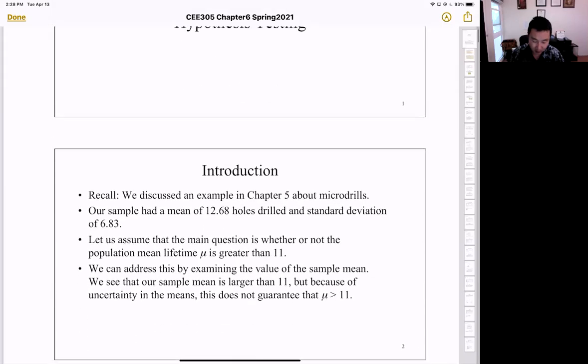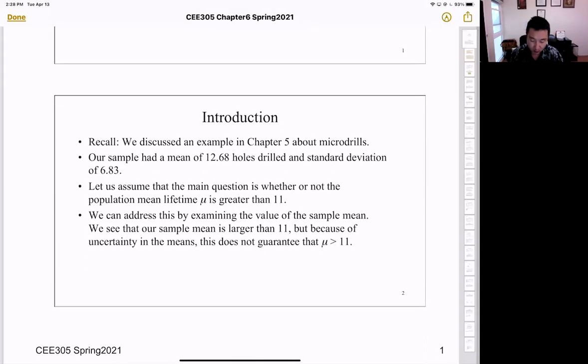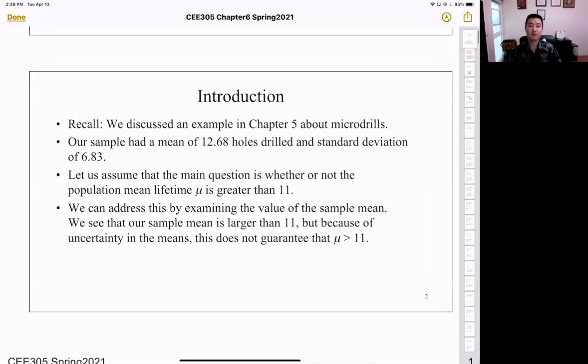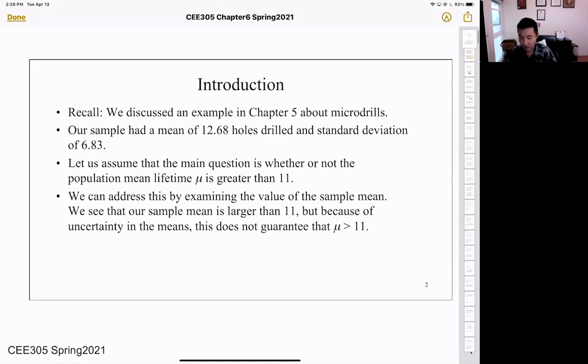Right. So let's go back to one of the old problems in chapter 5. Remember we discussed one of the examples in chapter 5 about microdrills and how many holes the microdrill can drill before it fails. In that example, we have a mean value of 12.68 holes the microdrill can drill before failure. Standard deviation is 6.83.